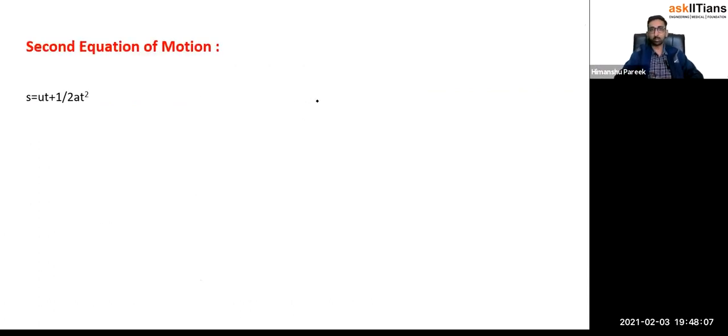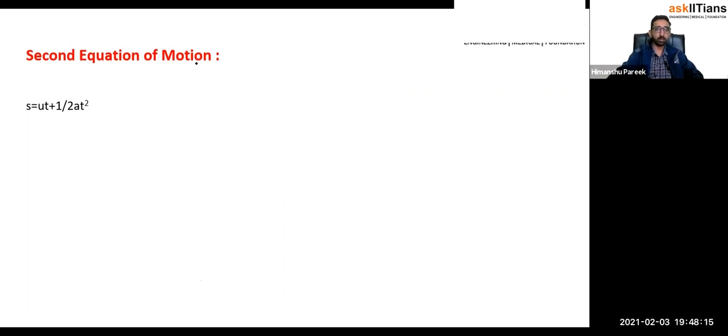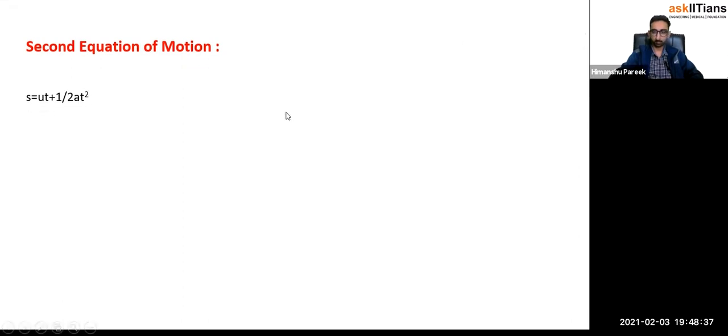Now, the second equation of motion, we can also do in the same way. So for the second equation of motion, what do you have to do? First of all, you should realize here that we have to make use of some displacement terms. So when we make use of some displacement terms, then we should be using some equations where the displacement is coming. So suppose the body is having initial velocity u and final velocity v. What will be the average velocity of the body?